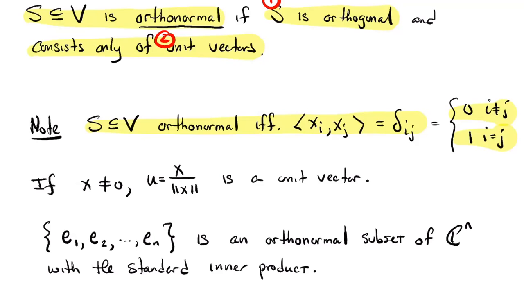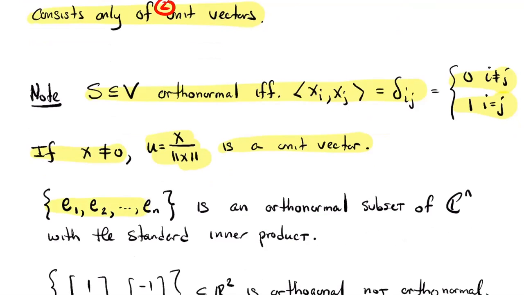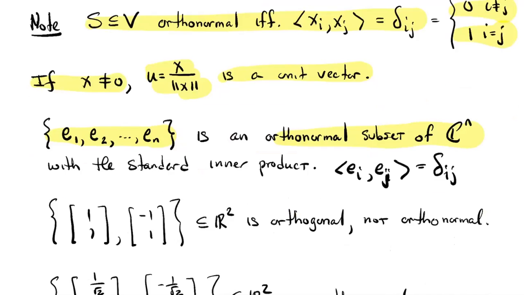The usual construction from calculus: if you take a non-zero vector and divide it by its norm, by its length, then you get a unit vector. I'll let you check that as an exercise. The standard basis in Rn or Cn is an orthonormal set. I'll let you check that if you take the standard inner product of any two of those basis vectors, ei and ej, you get exactly 0 if i is not equal to j, and you get 1 if i is equal to j. So the standard basis is an orthonormal subset, and it's a basis.